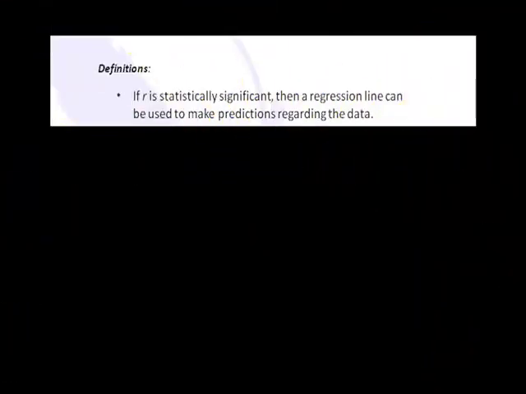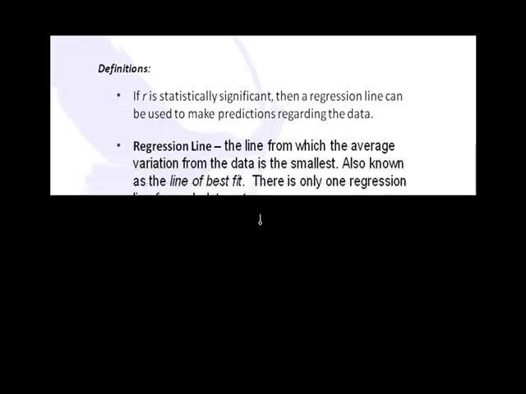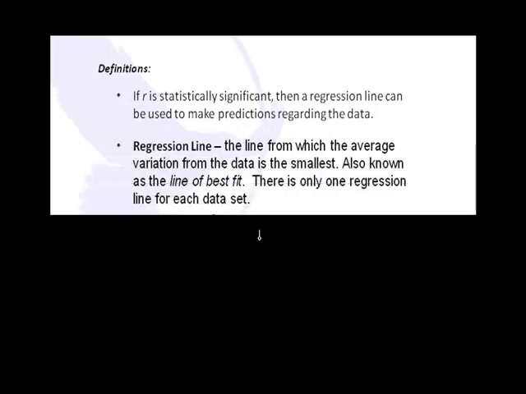Building on the idea of correlations, if R is statistically significant, then a regression line, a best fit line or trend line from our scatter plots, can be used to make predictions regarding the data. A regression line is called the line of best fit. There is only one regression line for any data set.